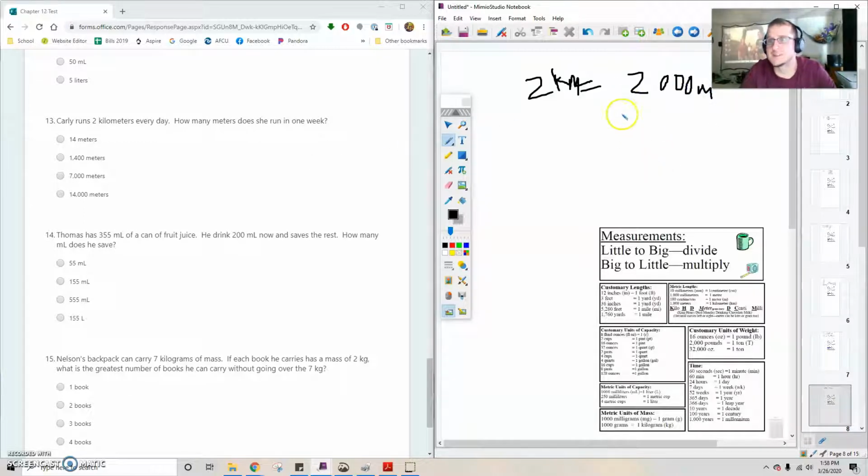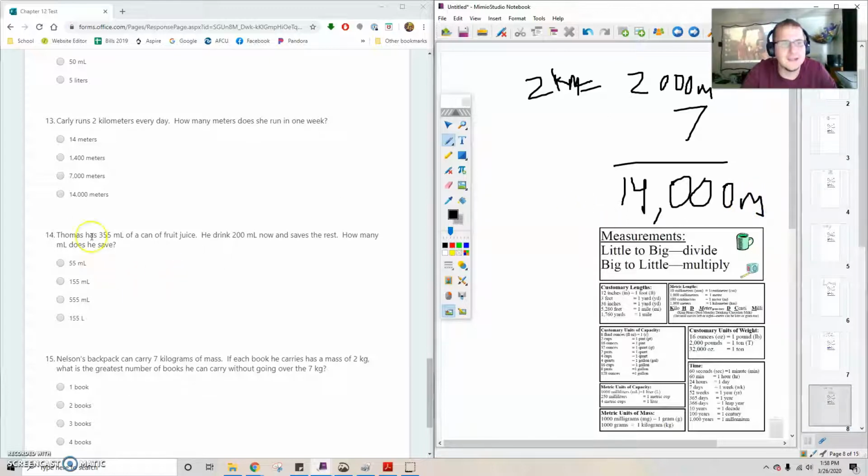So if she runs that every day, there are 7 days in a week. 2 times 7 is 14. We put our 3 zeros onto the end of that because we're just multiplying by a power of 10. She runs 14,000 meters in a week.